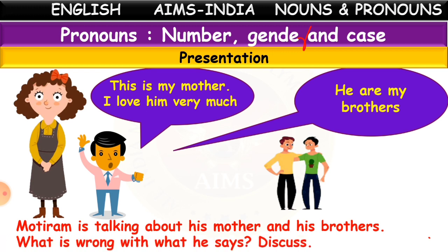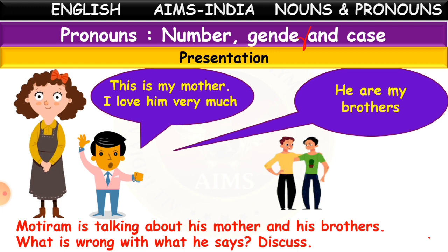He are my brothers. So this boy is telling here, this is my mother, I love him very much. Here there are two brothers, and what is he telling? He are my brothers. Motiram is talking about his mother and his brothers. What is wrong with what he says? Discuss. So this is our task.